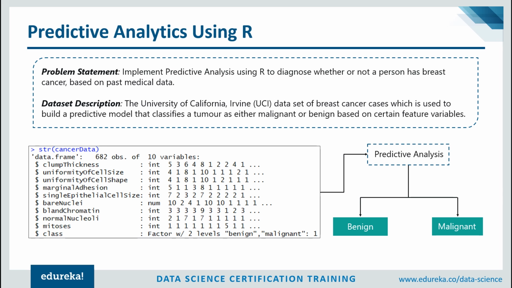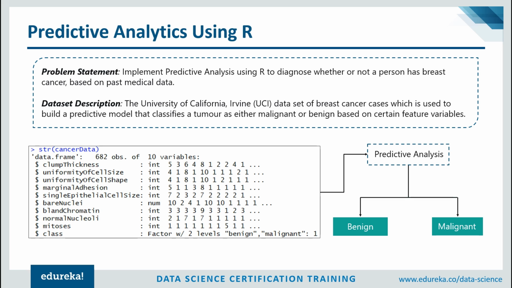All right, now finally let's move on and look at today's demo. Before we start with the practical part, let me tell you what exactly we're going to be doing in this demo. The problem statement is we're going to implement predictive analytics using R to diagnose whether or not a person has breast cancer based on past medical data. The data set is collected from the University of California website consisting of breast cancer cases, and we're going to use this data set to build a predictive model that classifies a tumor as either malignant or benign based on certain feature variables.